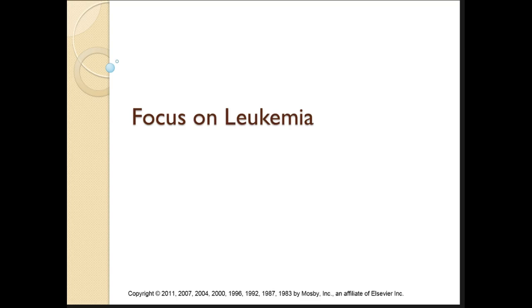Leukemia is a general term that is used to describe a group of malignant disorders that affect the blood and the blood-forming tissues of the bone marrow, lymph system, and spleen. Leukemia occurs in all age groups.